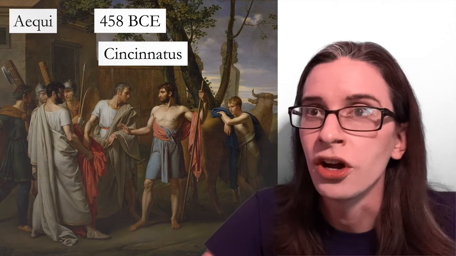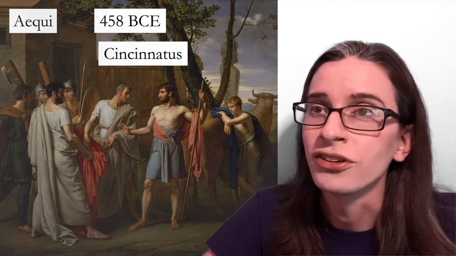But then an Italian people called the Aequi break a treaty with Rome and march on the city. One of the consuls is defeated and besieged on the road to the city. The other is too far away to help. The Senate chooses Cincinnatus dictator and sends a group of senators to go tell him.